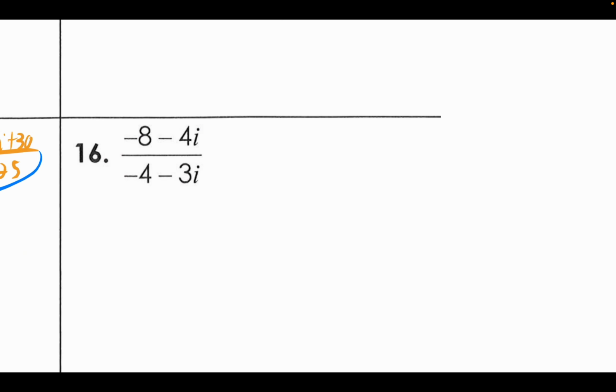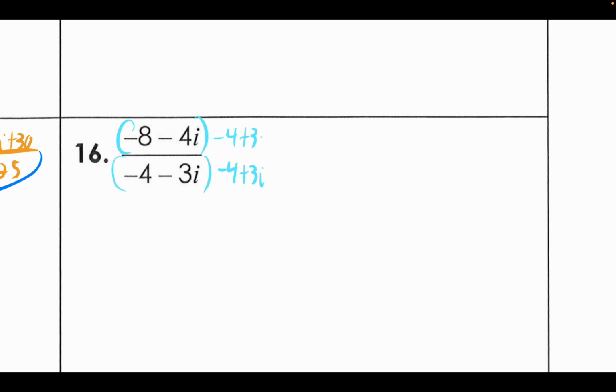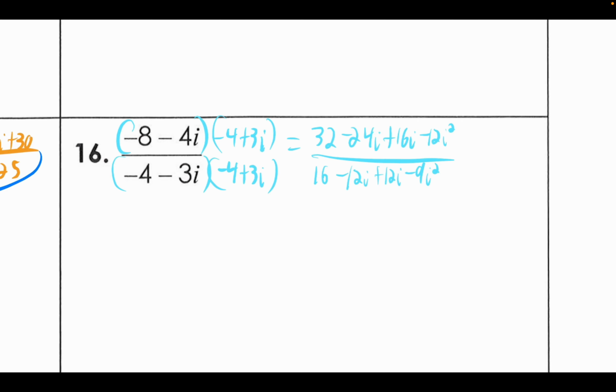Next up on number 16, multiplying the top and bottom by the complex conjugate of the denominator, negative 4 plus 3i. On the top, we end up getting 32 minus 24i plus 16i minus 12i squared. On the bottom, we end up getting 16 minus 12i plus 12i minus 9i squared. The top simplifies a little bit more to 32 minus 8i plus 12, and the bottom becomes 16 plus 9.